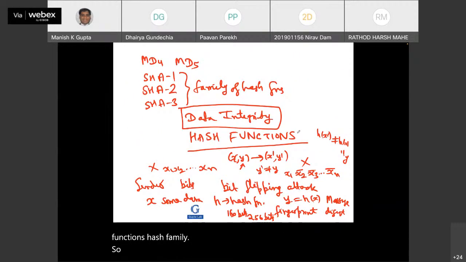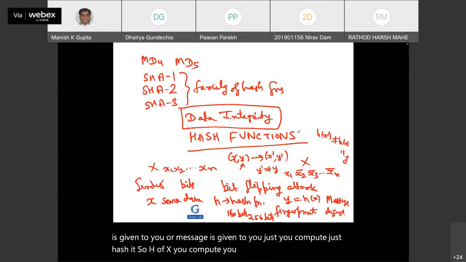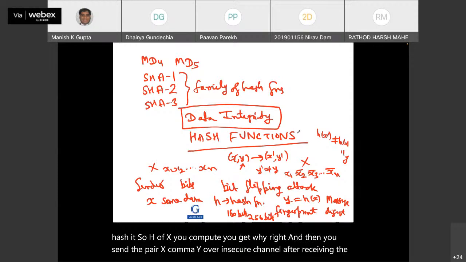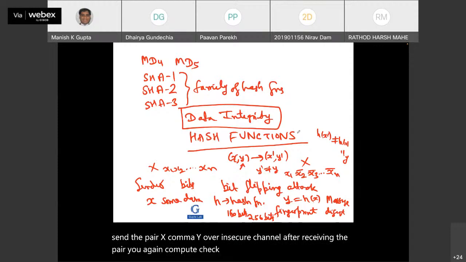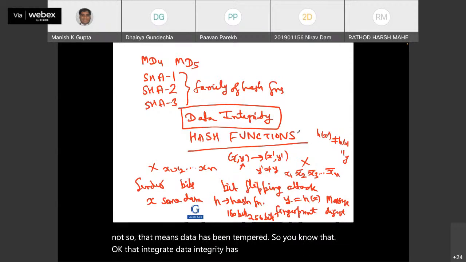So now the question is, if the data or message is given to you, you just hash it. So h(x) you compute, you get y, right? And then you send the pair (x, y) over a secure channel. After receiving the pair, you again compute and check whether y is equal to h(x) or not. If it is not, that means the data has been tampered. So you know that data integrity has been compromised, and you will be careful in using the data.